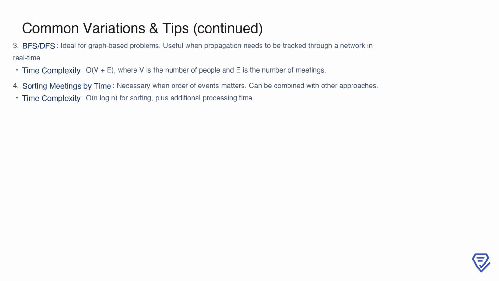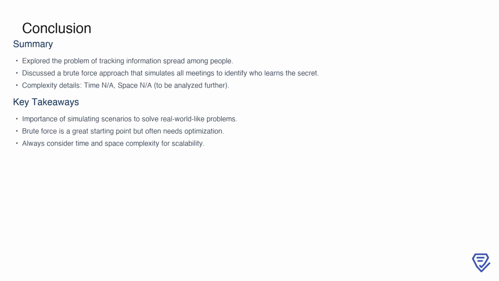Sorting meetings by time is another critical step when the order of events matters. Once sorted, this can be combined with other methods like BFS, DFS, or union find to process the meetings in the correct sequence. The sorting itself has a time complexity of O(n log n), and any additional processing will depend on the specifics of your approach. By carefully combining these tools and techniques, you can tackle a wide range of variations within this problem space efficiently and effectively. Great job following through.